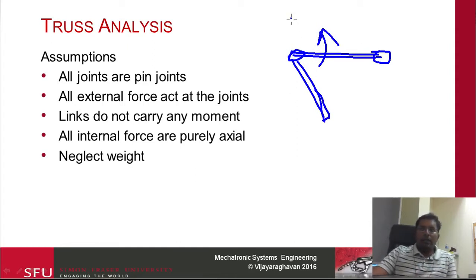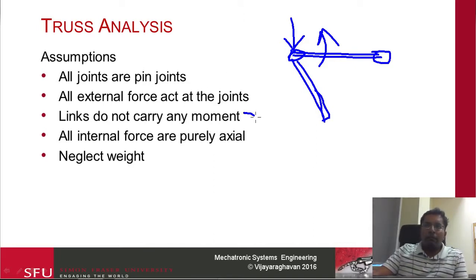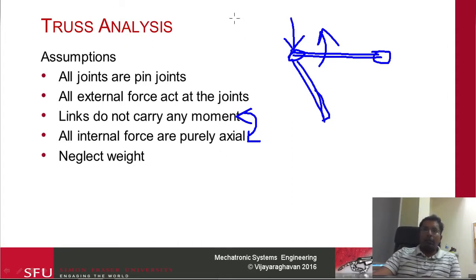The next thing we assume is that all the external forces actually act at the joint, and then we assume that the link does not carry any moment and that all the internal forces are purely axial, and then we also neglect the weight. So notice that if we say the link does not carry any moment, that basically means that all the internal forces would become purely axial. So notice that if all the joints are pin joints, then the link cannot actually carry moment. Basically, because if I put a moment over here, what is going to happen is that this link is going to just rotate freely like this.